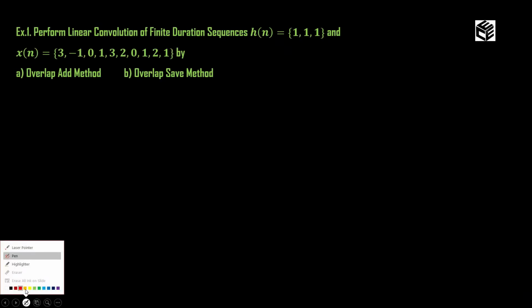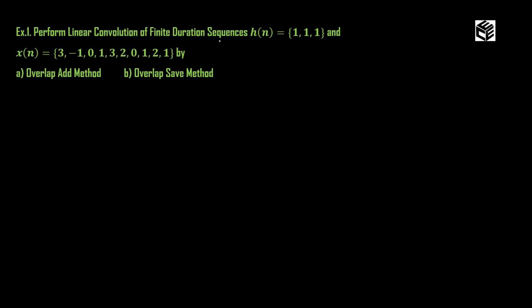The problem is: perform a linear convolution of the finite duration sequences h of n is equal to 1, 1, 1 and x of n is equal to 3, minus 1, 0, 1, 3, 2, 0, 1, 2, 1 by the overlap add and overlap save methods. Now let's find the common terms related to both methods. In the question, x of n is given as 3, minus 1, 0, 1, 3, 2, 0, 1, 2, 1, correct? And h of n is given as 1, 1, 1.